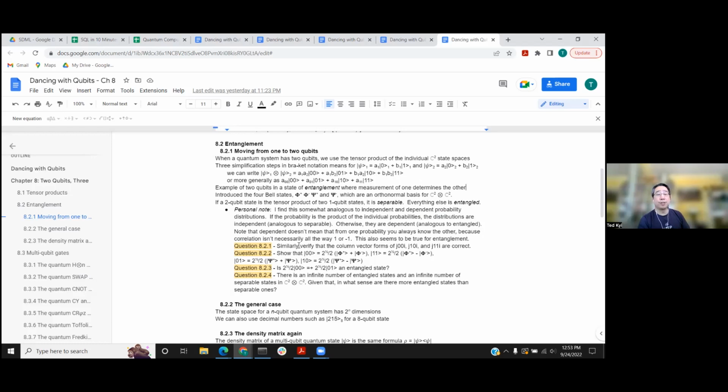All right. Also introduced these 2 qubit states, our capital phi plus, capital phi minus, capital psi plus, capital psi minus. Any questions about these entangled Bell states? I think we're going to see them more.